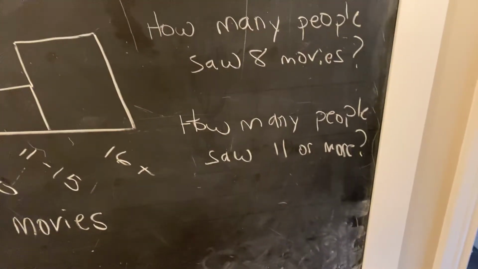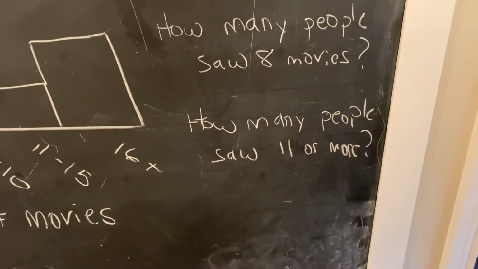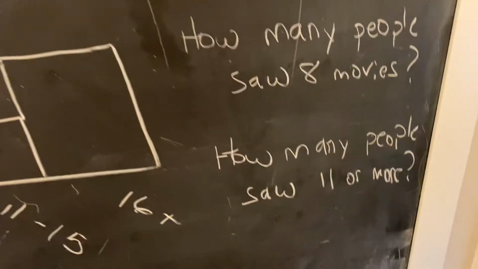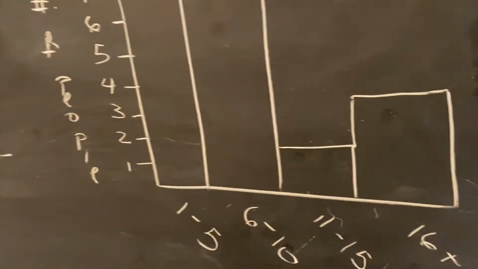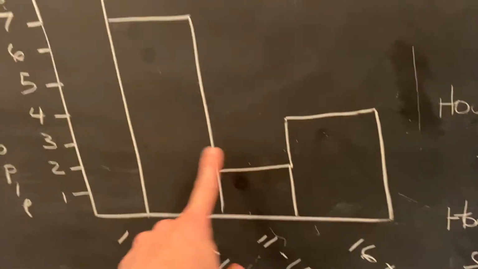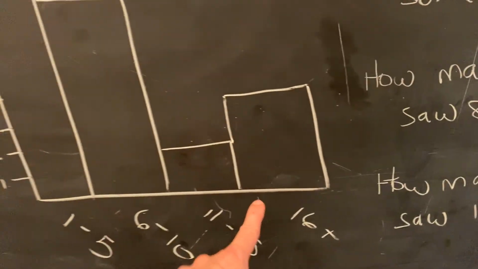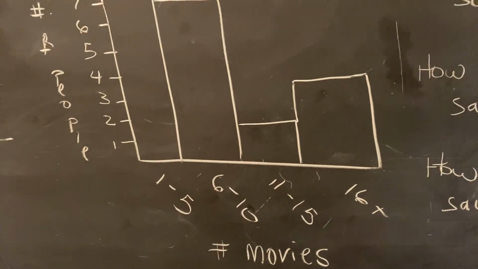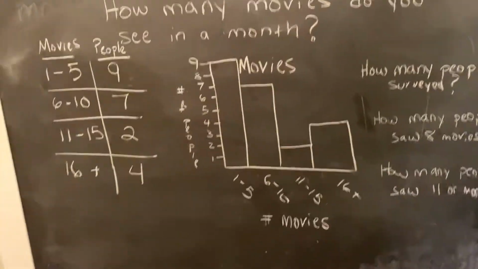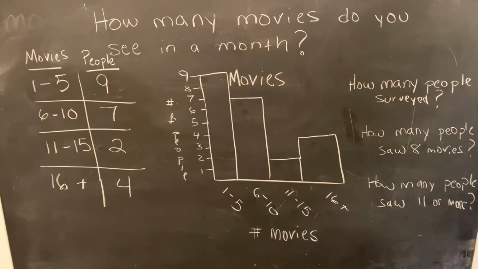And then finally, the last question I have as an example is, how many people saw 11 or more? We can figure this out because the question asks for a range. If you look at the histogram, 2 people saw 11 through 15, 4 people saw 16 or more movies, so that means then that 6 people saw 11 or more. This should help you a great deal with a few questions on the Study Island. Thank you.